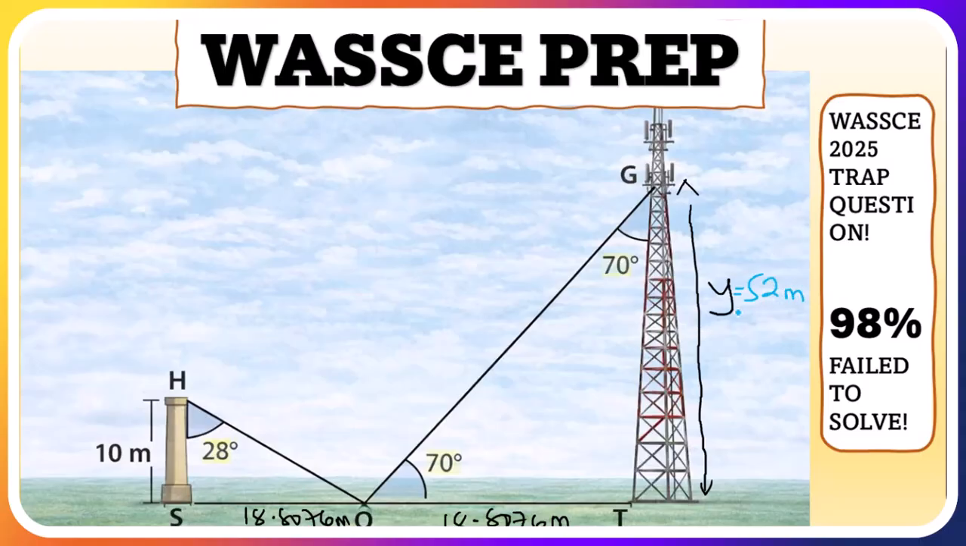Now we move on to the last part of the question, which says we should calculate the distance from H to G. Calculating the distance from H to G, there should be some common thing to factor out. We can introduce an imaginary line connecting point H to the height of the telecommunication mast.